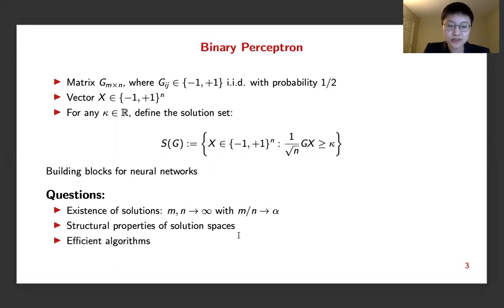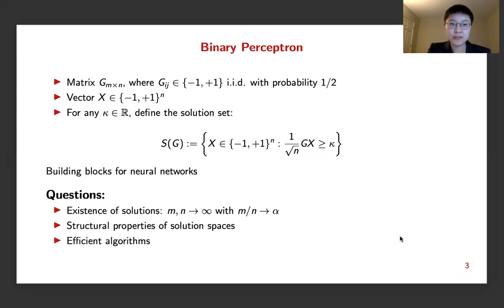And the second question is asking about the structural properties of the solution space. What are some special properties? Are all of the solutions well connected, or do they separate into different pieces? The third question is regarding efficient algorithms. Can you find polynomial time algorithms that can locate solutions in this solution set? So three questions to consider: existence of solutions, structural properties, and efficient algorithms.